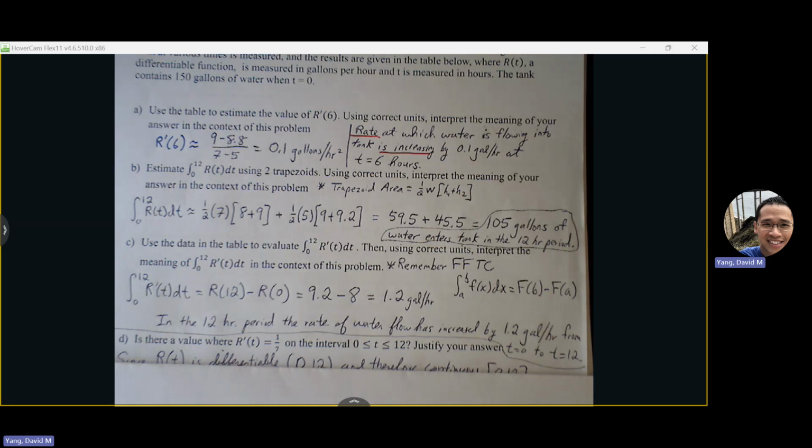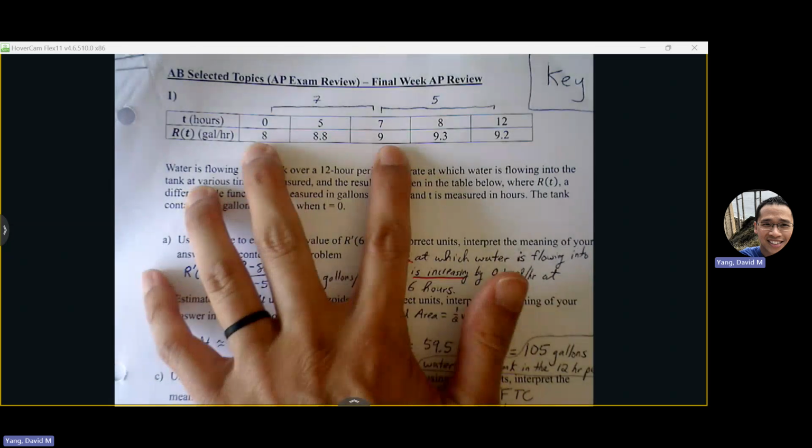Part D, is there a value where R prime of t is equal to 1/7? I think it'll be much easier if we had an R prime table, because then we can just look, okay, do I see an R prime value below 1/7? Do I see an R prime value above 1/7? Great. I can just guarantee that 1/7 will be hit somewhere between, but that'll be for IVT. We don't have enough data for IVT. We have something at the R prime level though, but we're only given R of t levels.